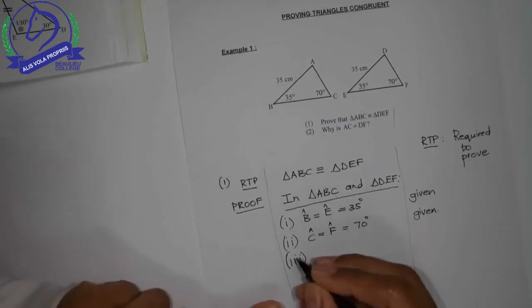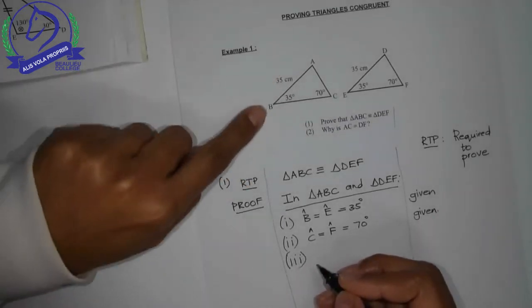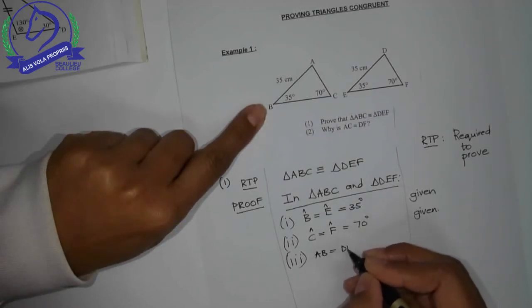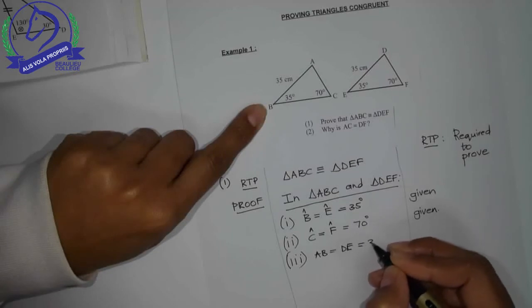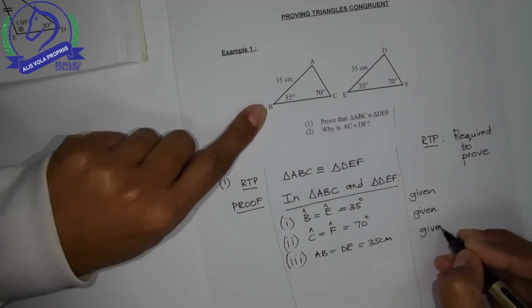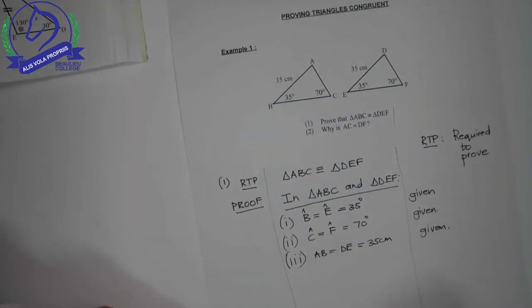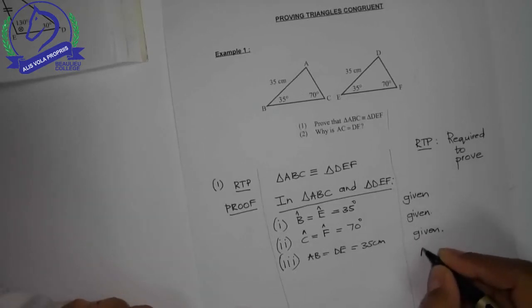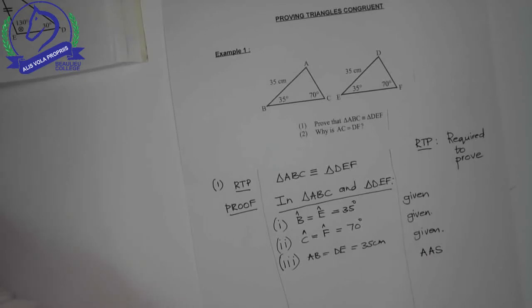Okay. And what's the third? There's a side. So AB is equal to DE, and that is equal to 35 centimeters. And my reason is given. Now I've got my three reasons. So that's AAS, which gives us the condition for congruency.